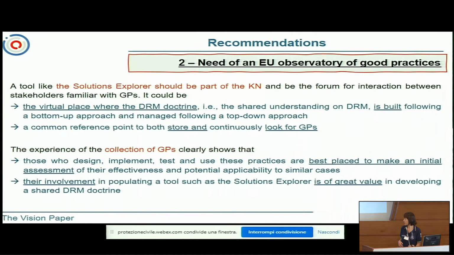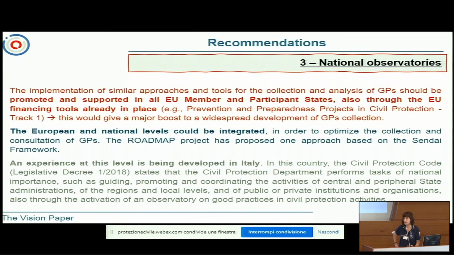Third, the counterpart of this is the need of national observatories. Our suggestion is that the collection of good practices should be promoted and supported in EU member states and participant states. We think that one possibility is to support this activity with some financing tools that are already in place. We have an example. And the European level should integrate this national production at national levels. We have an experience in Italy that will be presented in the afternoon, so I won't go through this.